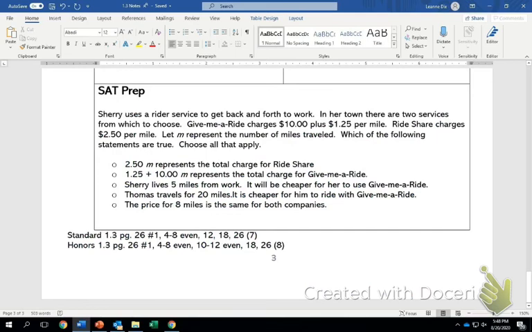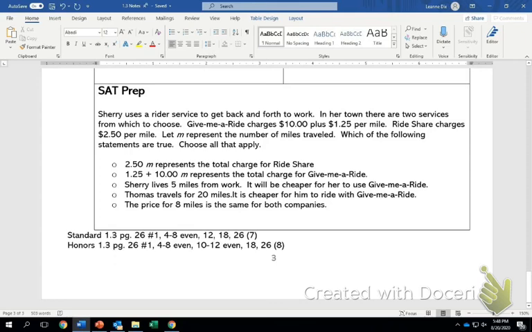So let's end with a quick SAT practice question. This particular question says, Sherry uses a ride service to get back and forth to work. In her town, there are 2 services from which to choose. Give Me a Ride charges $10 plus $1.25 per mile, but rideshare charges just $2.50 per mile flat. Let M represent the number of miles traveled, and then which of the following statements are true? Choose all that apply.